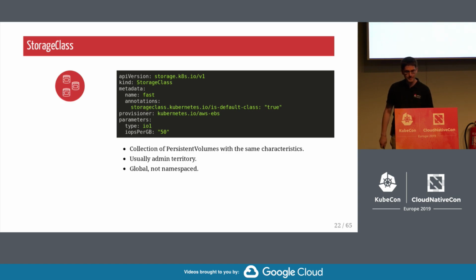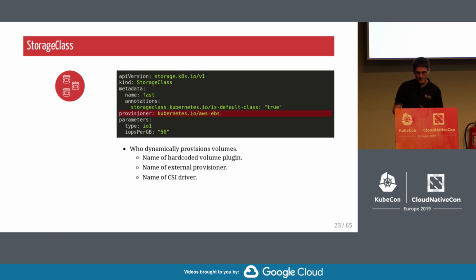And the last bit that's also created by the cluster admin is the storage class. It's basically a collection of persistent volumes that share some common characteristics like speed, so I can have a fast storage class and a slow storage class, or price, so I can have an expensive storage class and a cheap storage class, or, I don't know, replication characteristics, so I can have a safe storage class with 3 replicas of data, or an unsafe storage class with just 1 replica of the data.